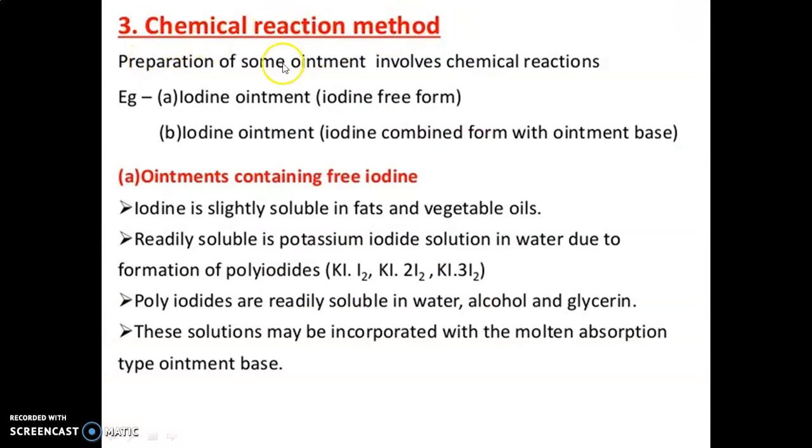Then the chemical reaction method. The third one is preparation of some ointments involving chemical reactions. In that, example A, iodine ointment, that is iodine in free form, and second B, iodine ointment, that is iodine in combined form with the ointment base. Ointments containing free iodine: iodine is slightly soluble in fat and vegetable oils, readily soluble in a potassium iodide solution in water due to the formation of polyiodides: KI·I2, KI·2I2, KI·3I2. Polyiodides are readily soluble in water, alcohol and glycerin. These solutions may be incorporated with the molten absorption type ointment base.